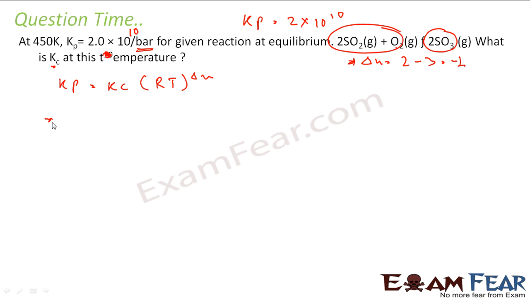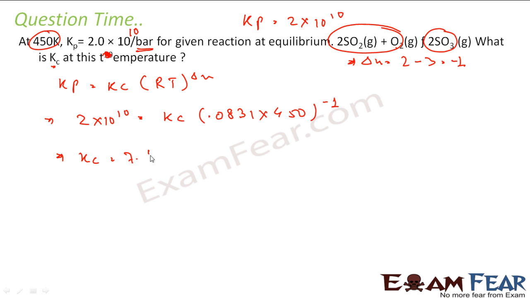Let's put the values. Kp, which is 2 into 10 to the power 10, is equal to Kc into R, that is 0.0831. Temperature is 450 Kelvin, to the power delta n, that is minus 1. You solve this, you get Kc as 7.48 into 10 to the power 11.